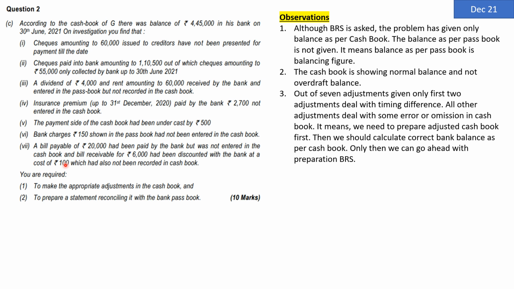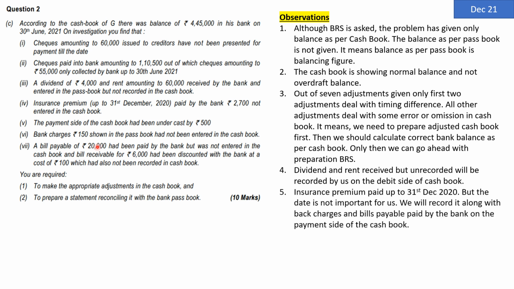It means we will record 5,900 on the debit side in the cash book and 20,000 on the payment side of the cash book. So these are the basic points to be kept in mind. Dividend and rent received, but they are unrecorded. They will be recorded on the debit side of the cash book.